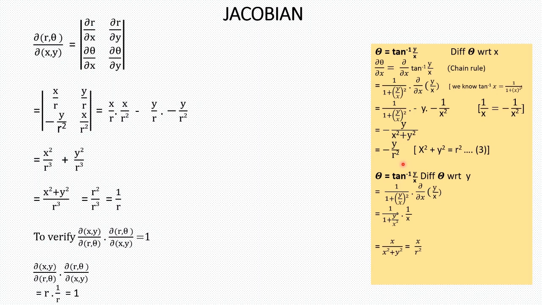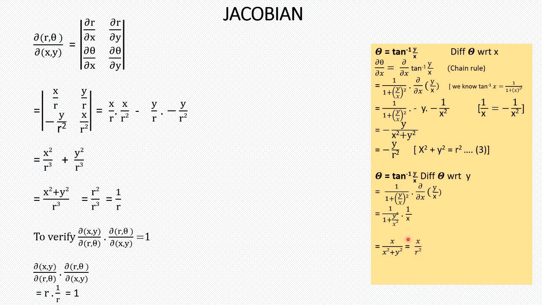∂θ/∂y is differentiating this with respect to y. tan⁻¹(y/x) is a composite function, hence the chain rule is used to differentiate it. Differentiating the outer function tan⁻¹ gives 1 by 1 plus (y/x) whole square, as we know the derivative of tan⁻¹x is 1 by 1 plus x². Now differentiating the inner function y/x, we get 1 by x, because x is constant. By the constant multiplication rule, we get 1 by x times 1. Taking LCM and simplifying, we get x by x² plus y². x² plus y² is equal to r². Thus we get x by r².